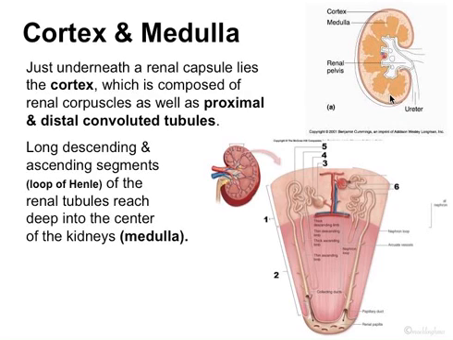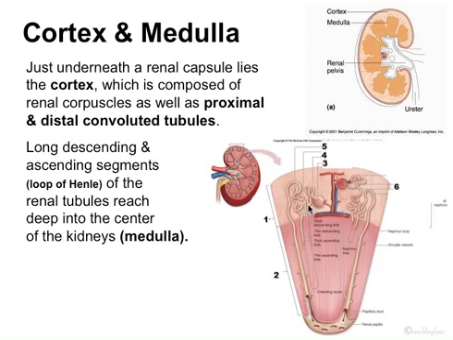When we take a slice of that right in here, that wider structure is the cortex. The cortex is composed of the Bowman's capsule, the glomerulus, and then the first part of this wiggly line here, and that part is going to be called the proximal convoluted tubule, like here, proximal convoluted tubule.